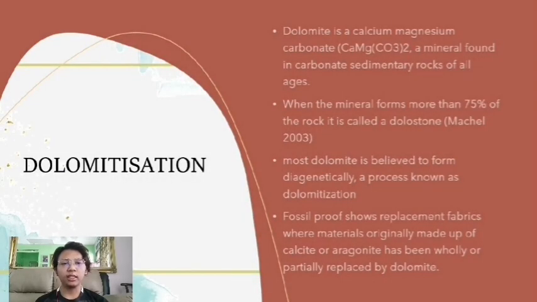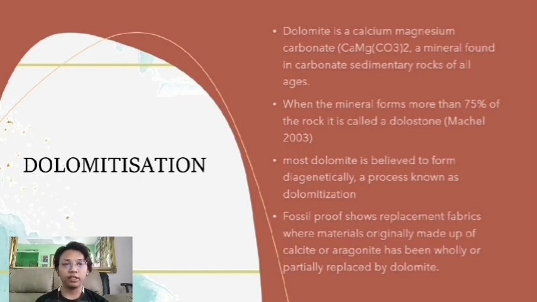Dolomitization. Dolomite is a calcium magnesium carbonate mineral that is found in carbonate sedimentary rock of all ages. According to Meyers 2003, where the mineral forms more than 75% of the rock, it is called dolostone. It is known to occur in small quantities and in coastal settings, where its formation may be related to microbial activity. Burns et al. 2000 and Mazzullo 2000.